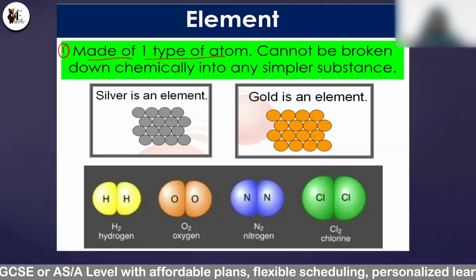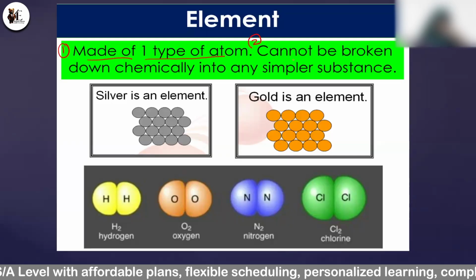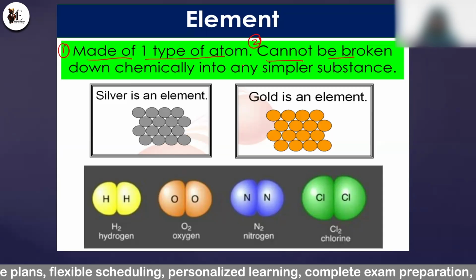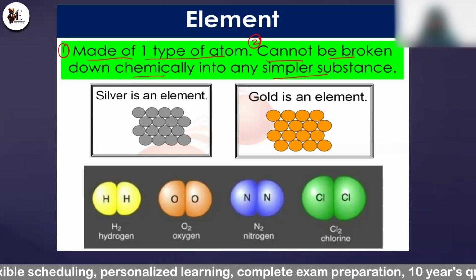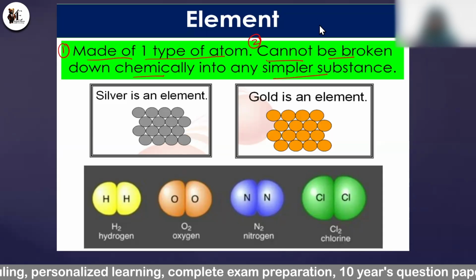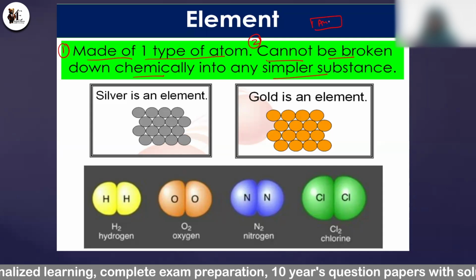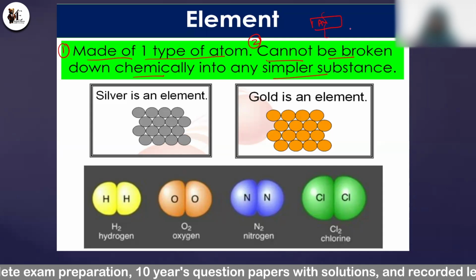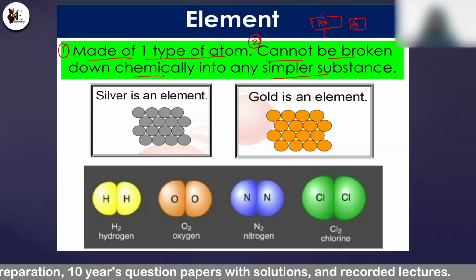If the question comes for 2 marks, then you can write this second point also, that elements cannot be broken down chemically into any simpler substance. As we already studied the example of gold, if you do any reaction, if you cut it or if you break it, it will remain an element, it will remain that particular element only, gold only.